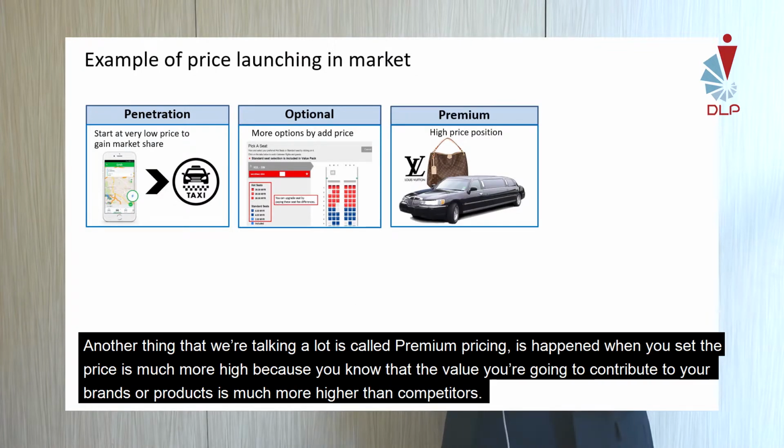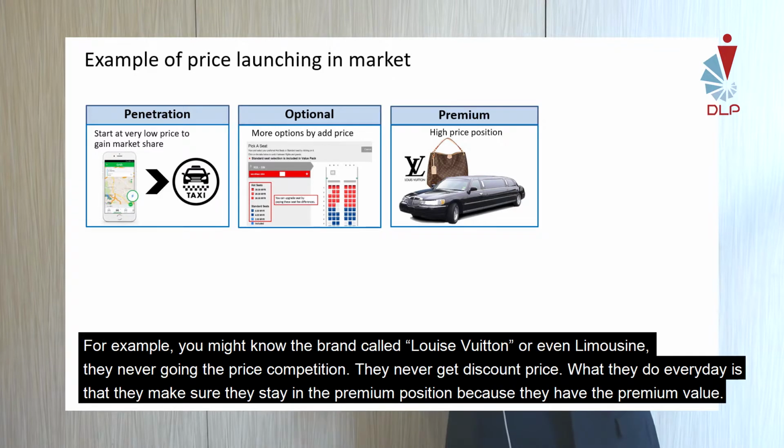Another thing that we talk about a lot is called premium pricing. It happens when you set the price much higher because you know that the value you contribute to your brand or product is much higher than the competitor's. For example, you might know the bag brand Louis Vuitton or even limousines. They never go into price competition. They never give discount prices. What they do every day is make sure that they stay in the premium position because they have the premium value.